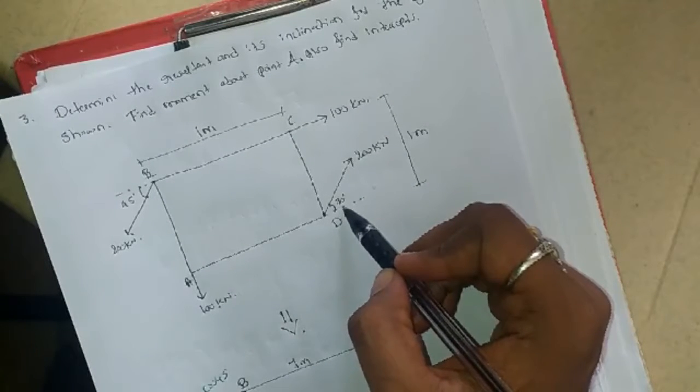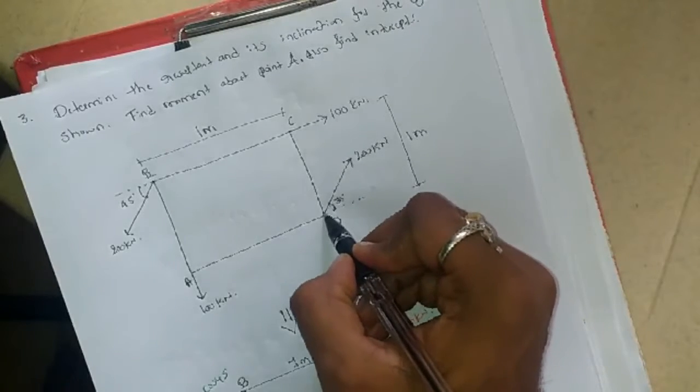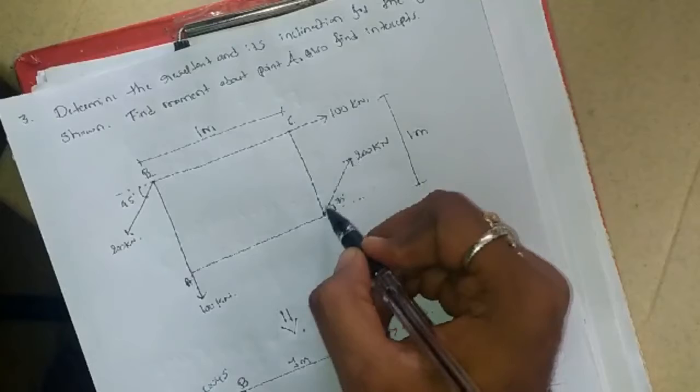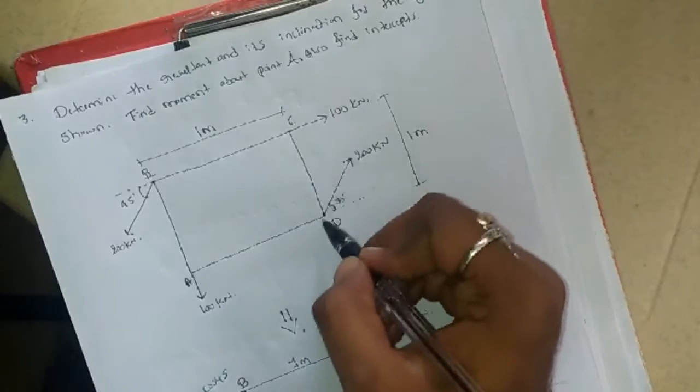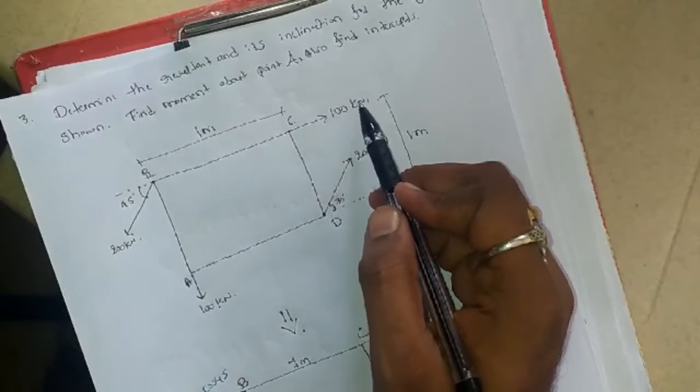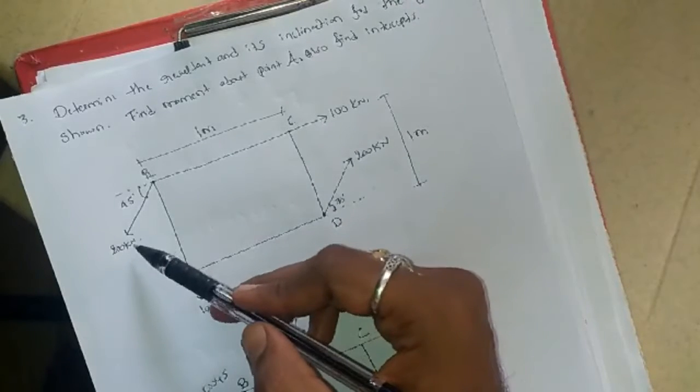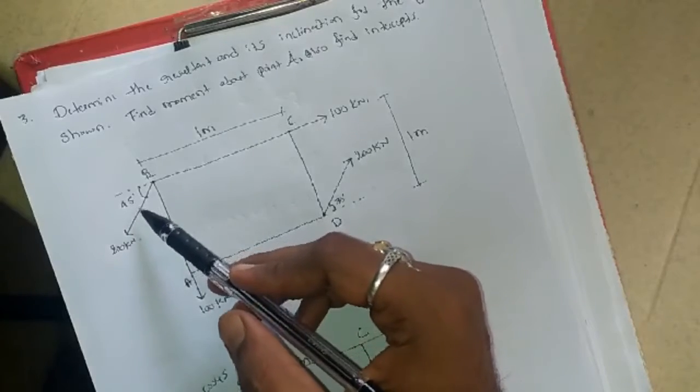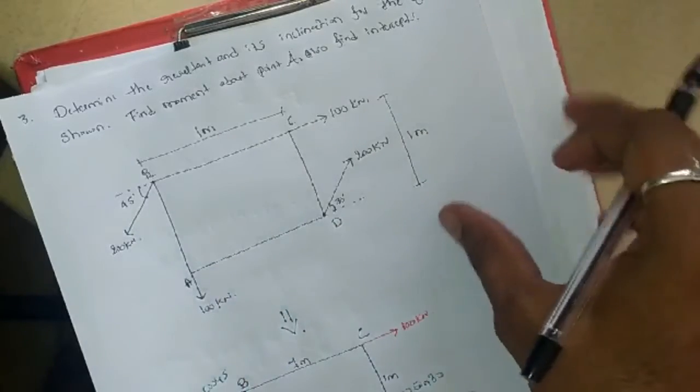Now you can see where the 200 kilonewton is acting. It is acting in the first quadrant. Imagine a quadrant. If you imagine a quadrant, it is acting in the first quadrant. Now at point C, 100 kilonewton is acting purely along positive x-axis, and at point B, this 200 kilonewton is acting in the third quadrant. Angle is 45 degree with horizontal. So now we'll begin with the problem.